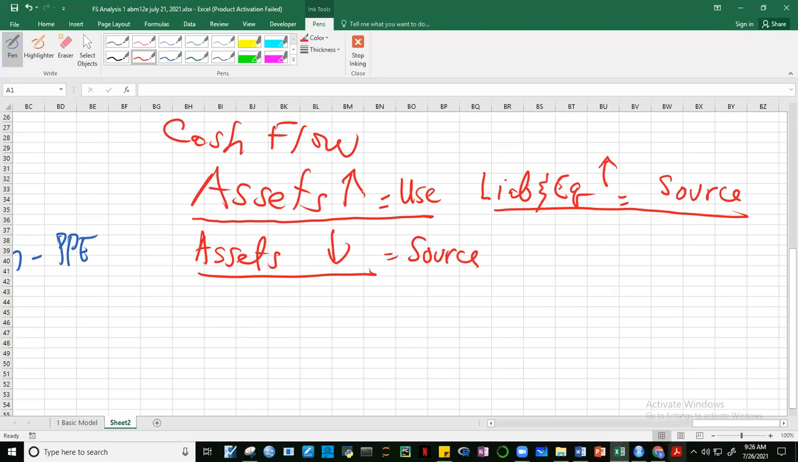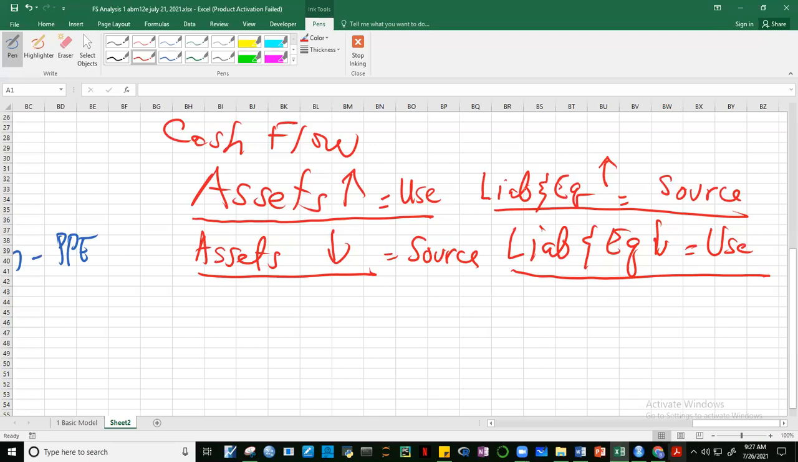Okay, for example, dito, tumaas si accounts receivable. So alam natin na use of cash yan kasi hindi pa natin nako-collect. No? When accounts receivable, on the other hand, decreases in value, okay, it's a source of cash. Okay, dito naman, liabilities and equity, pag tumaas siya, tumaas yung notes payable. Ibig sabihin, guys, umutang tayo, no? So nag-source of cash yun. On the other hand, pag liabilities and equity goes down, for example, accounts payable goes down, it means that it's a use of cash.